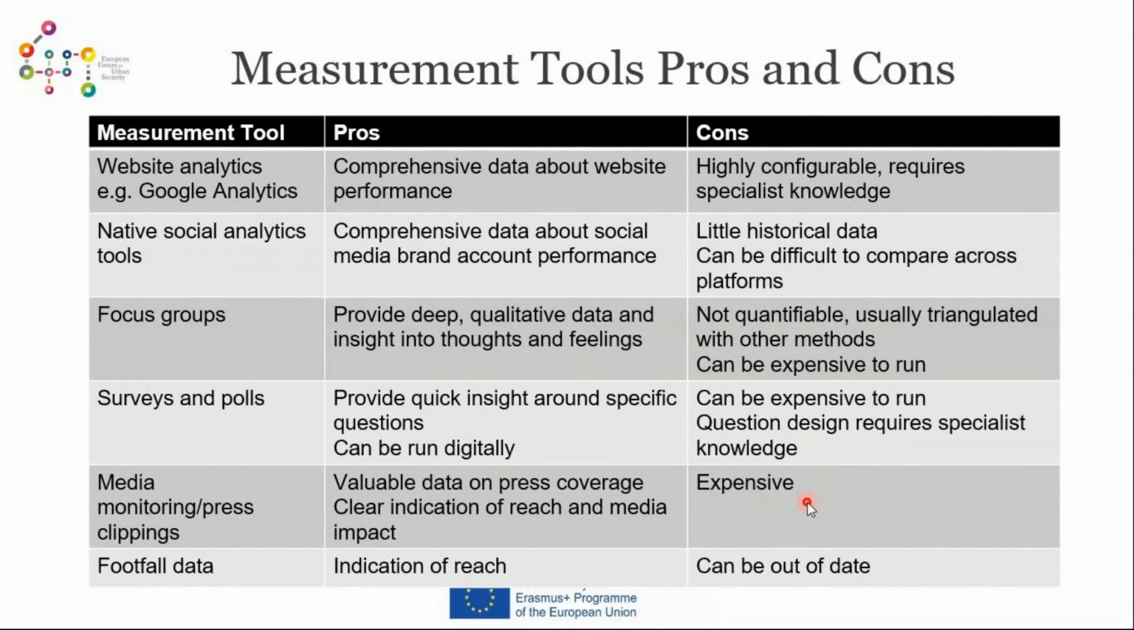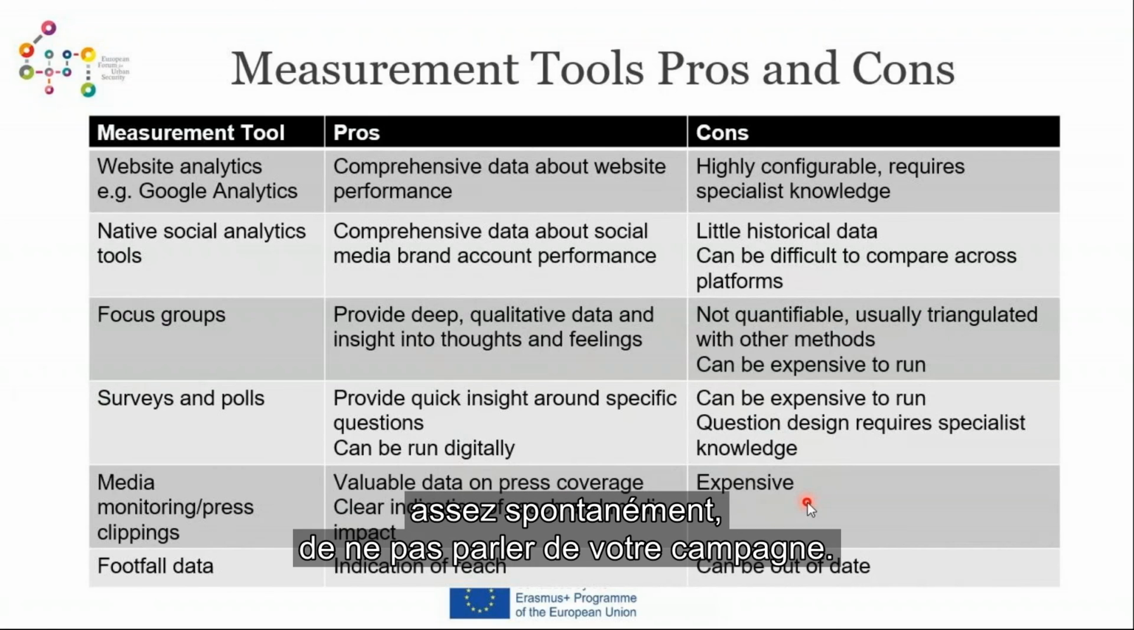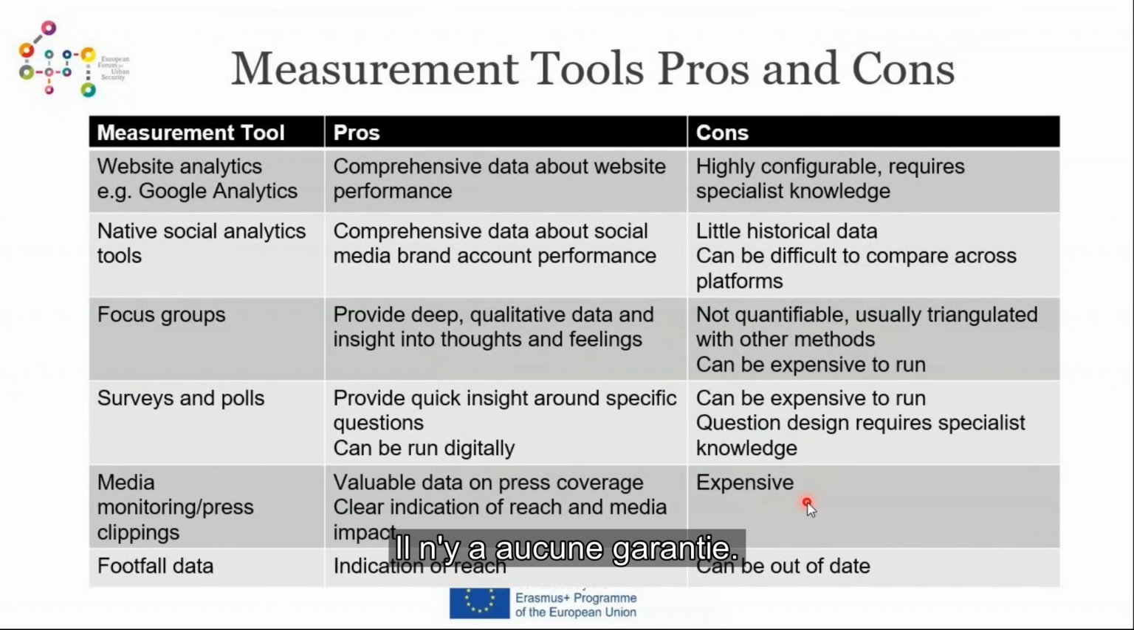And it can be a bit unpredictable, because journalists can decide almost spontaneously whether or not they're going to feature your campaign. So you won't always know.